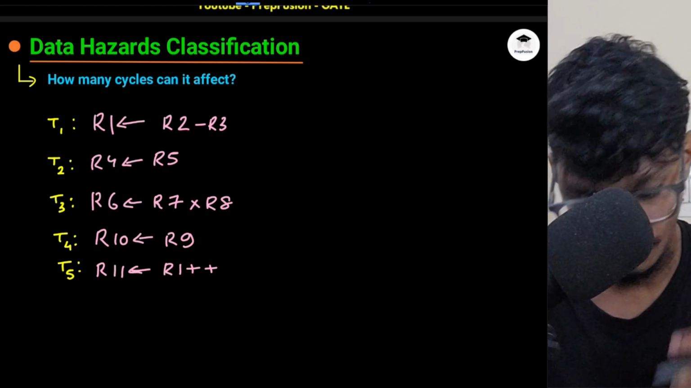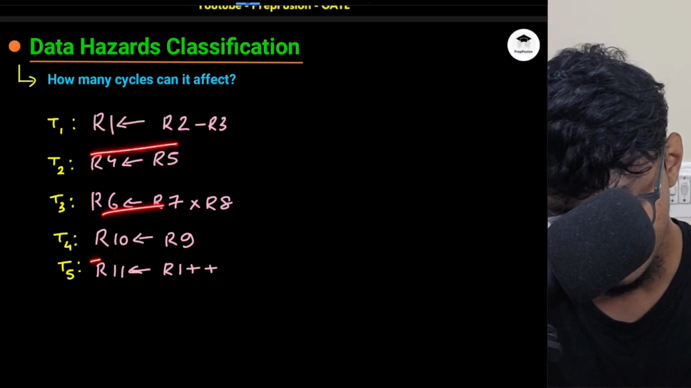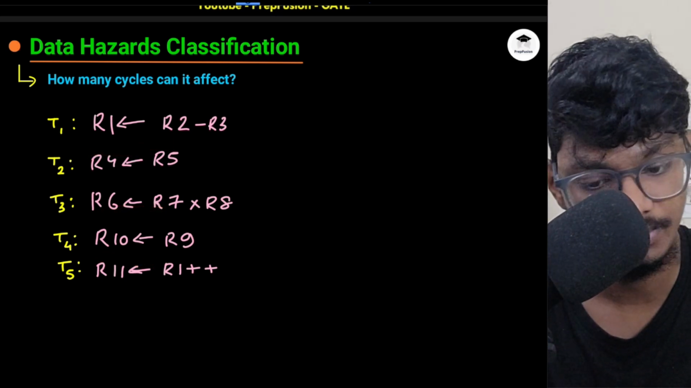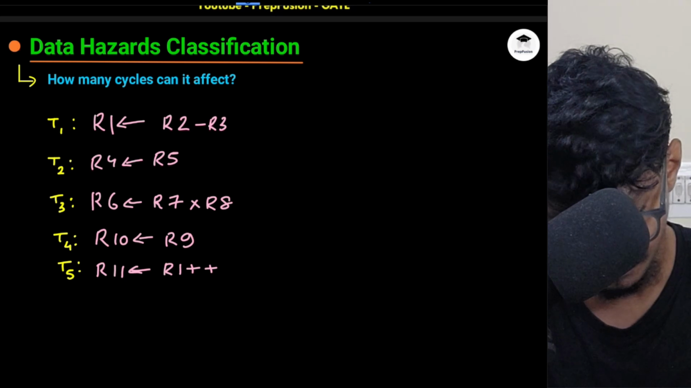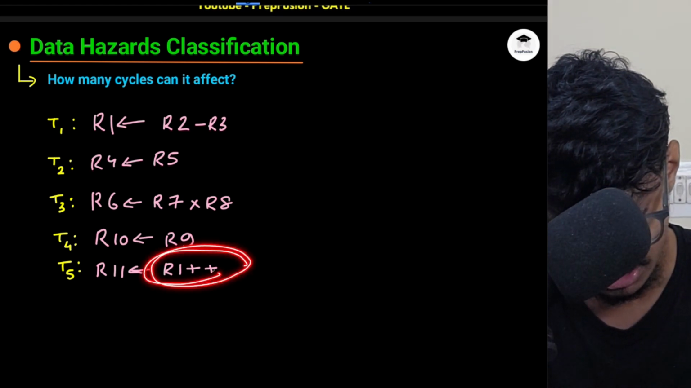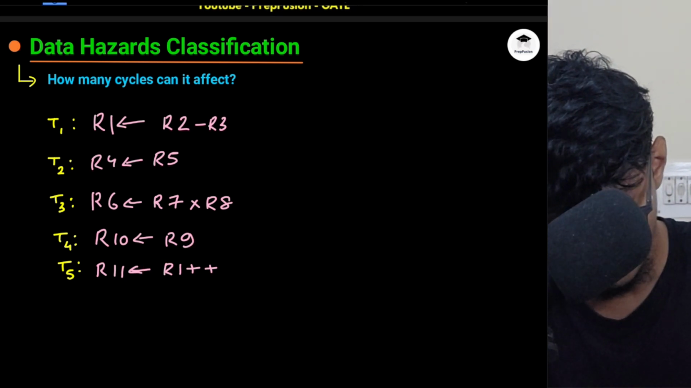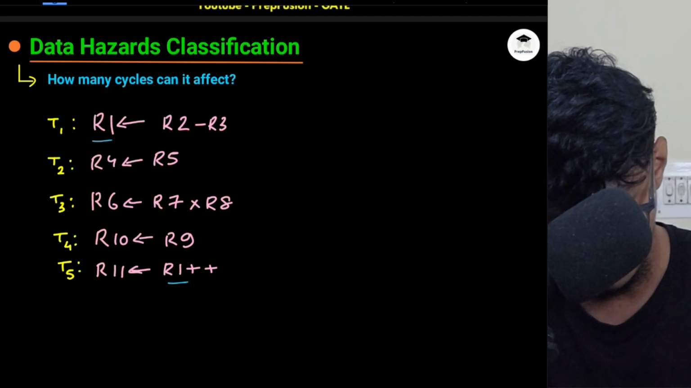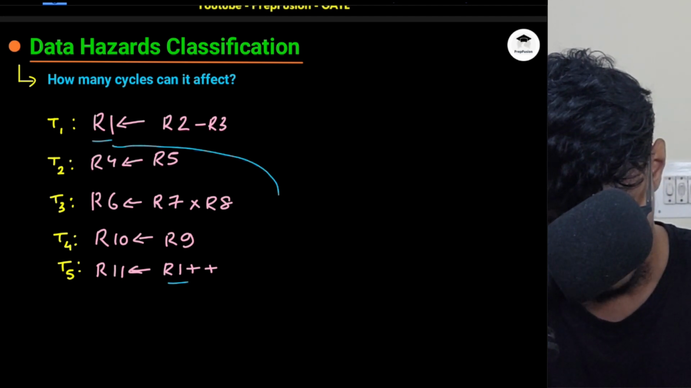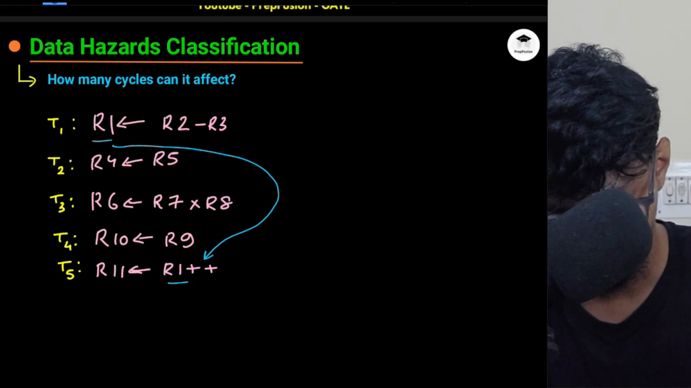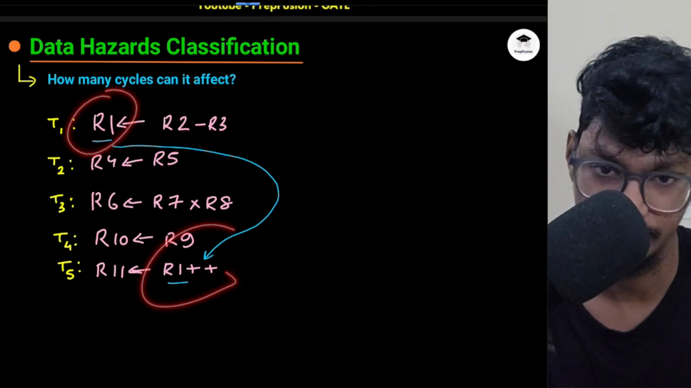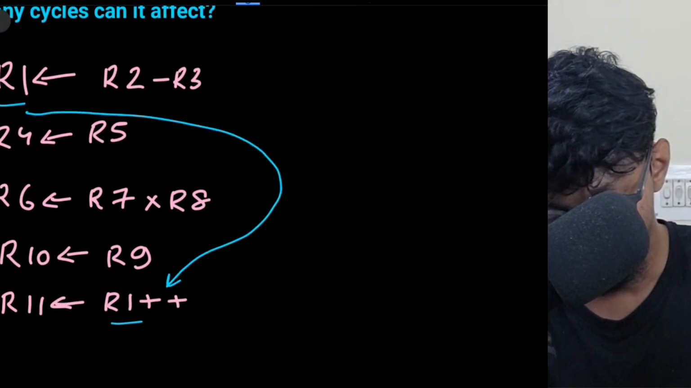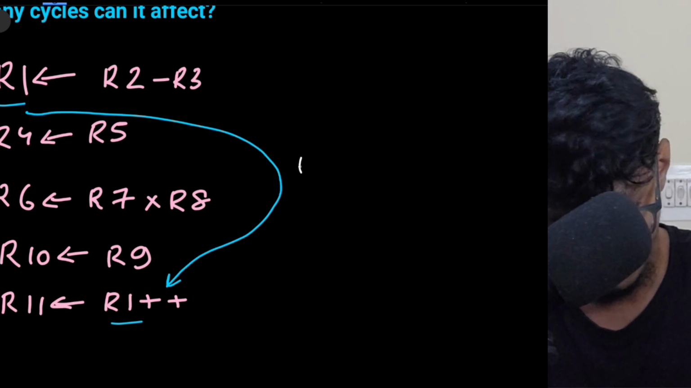It depends, because where is the data dependency? All these are different registers, but here I observe I need the value of register R1, and R1 was previously getting used. So from here I am using R1, correct? So I am using R1 previously. So there is a data dependency.